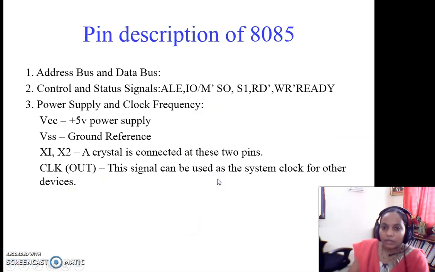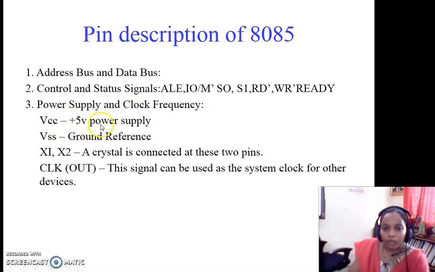Here is some description of 8085. You can see here the address bus and the data bus. Control bus signals are ALE, IO/M-bar, S0, S1, read bar, write bar, ready. All these are control signals. Then the power supply and clock frequency.